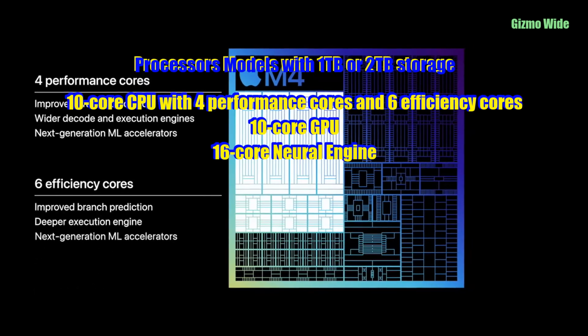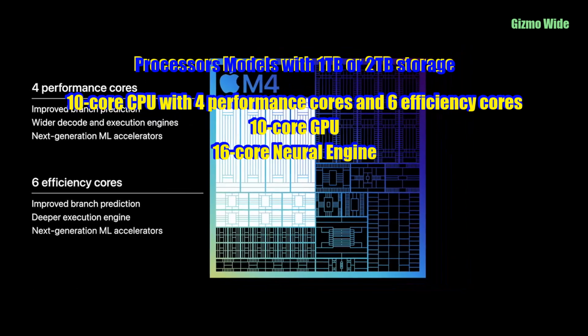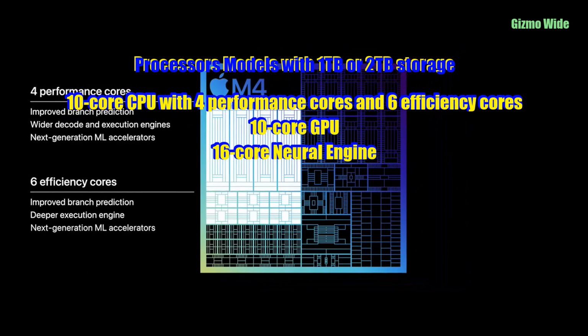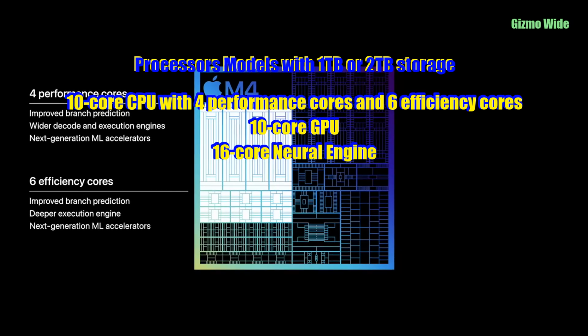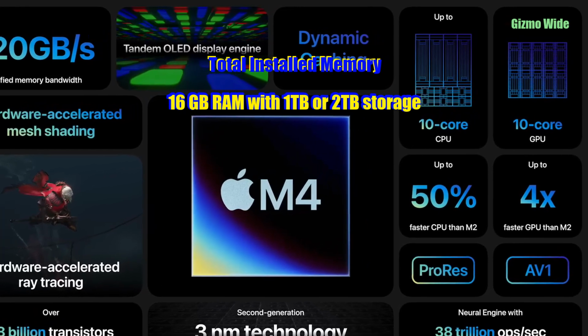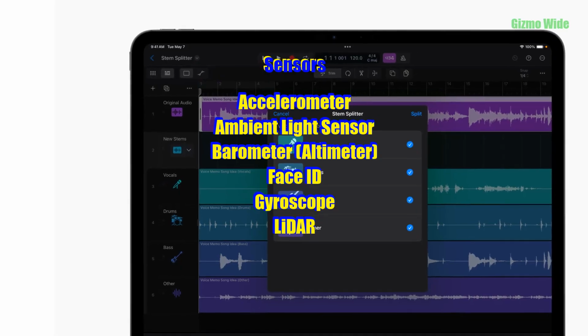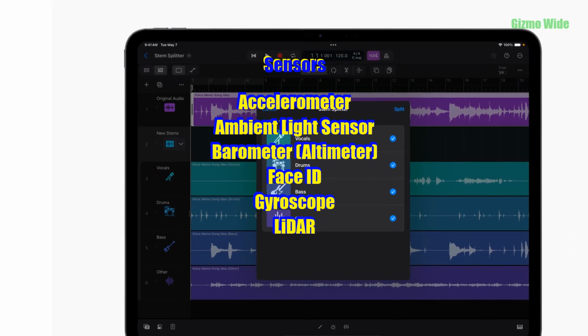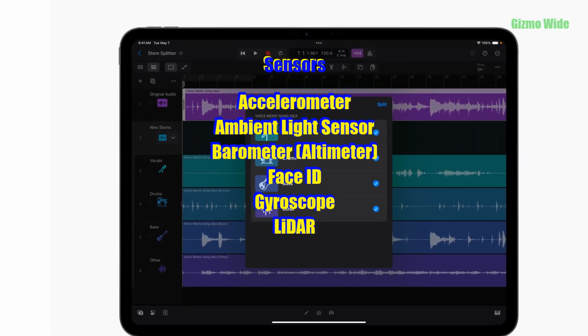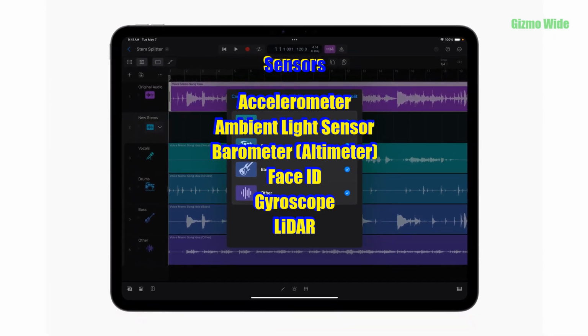The iPad Pro with 1TB or 2TB storage has a 10-core CPU with 4 performance cores and 6 efficiency cores, a 10-core GPU and a 16-core neural engine. Its total installed memory with 1TB or 2TB storage is a 16GB RAM. The iPad Pro has following sensors: accelerometer, ambient light sensor, barometer, altimeter, Face ID, gyroscope and LiDAR.